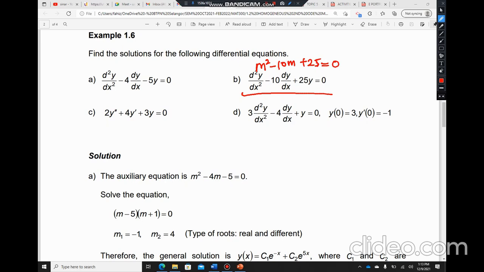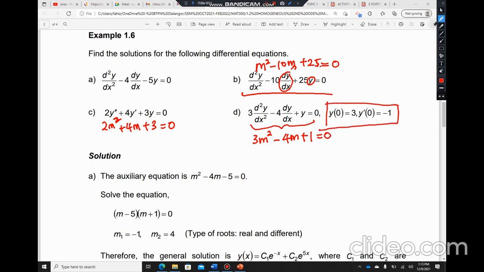Ramai student yang confused bila y ni ditukar pada m. Tak boleh, y ni dia jadi 1 je. Kat sini dy dx baru kita assume dia m and then this one m square. Okay, kalau kat sini macam mana? 2m square plus 4m plus 3 equals to 0. So yang ni lah adalah auxiliary equation. And then this one 3m square minus 4m plus 1 equals to 0. Jangan plus m. So yang ni dah jadi m square, yang ni m, and then yang ni y just 1. So 3m square minus 4m plus 1 equals to 0.